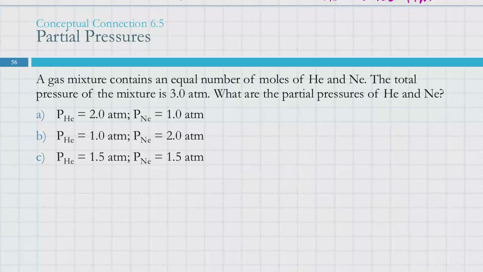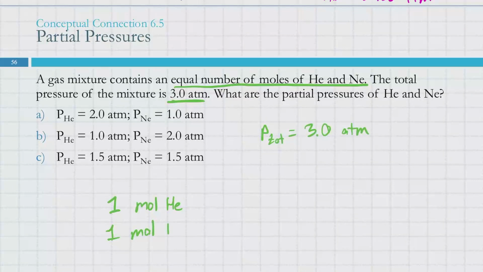So we know that the total pressure is 3 atmospheres. We also know that we've got an equal number of moles of helium and neon. It doesn't say how many, so we can just try something. Let's say that we've got 1 mole of helium and 1 mole of neon.